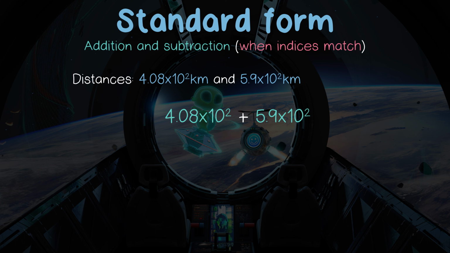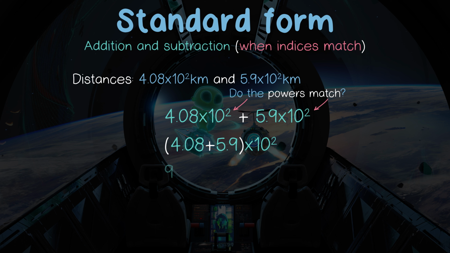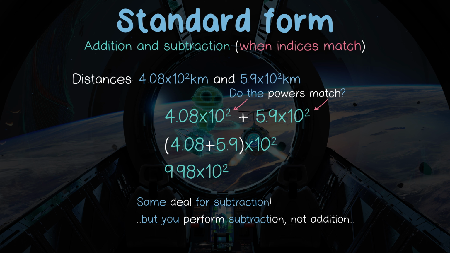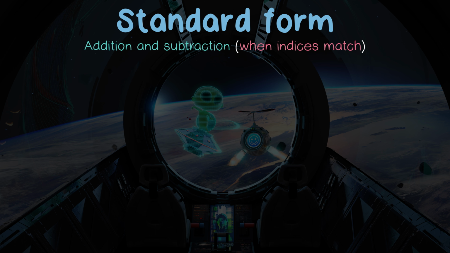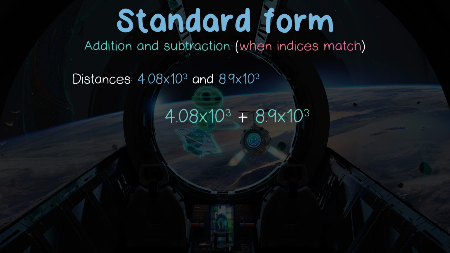To add these two numbers together, we just have to check if their powers match. In this example, both of our powers are 2, and so we can just add our values of A. So 4.08 plus 5.9, and we get our final answer of 9.98 times 10 to the 2. Subtraction would be exactly the same, but you would subtract. They're both that simple when the powers match, and we will move on to later looking at when the powers don't match.